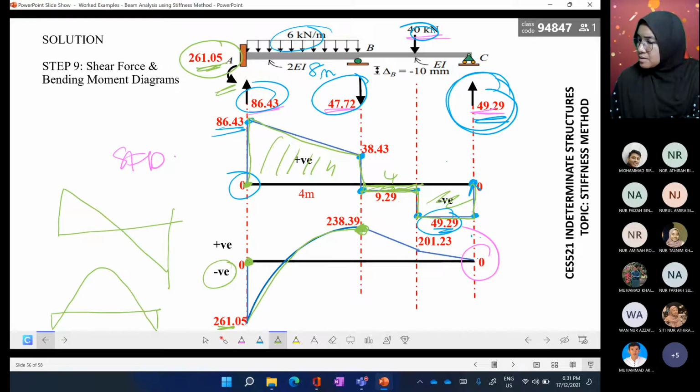We get this value. Value dia masih positif. So point dia dekat sini. Okay, point dia dekat sini. And then minus area yang last tu. Area yang last is 49.29 times 4. Length sini 4. Times 4. So we should get 0 lah. Sometimes ada ralat kat sini, as I mentioned, ralat tu because of decimal places. So the concept is like this.